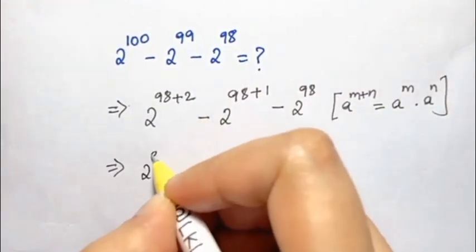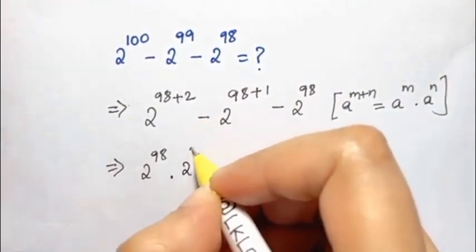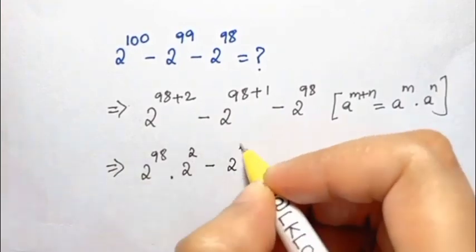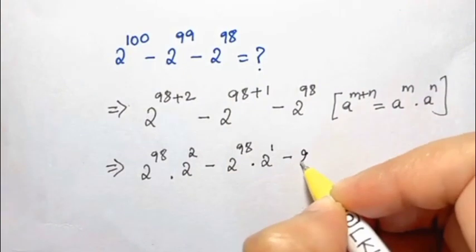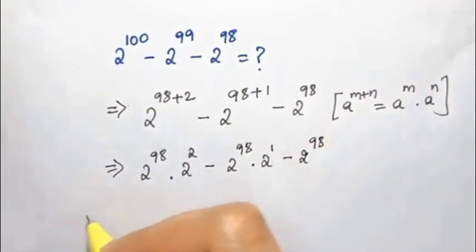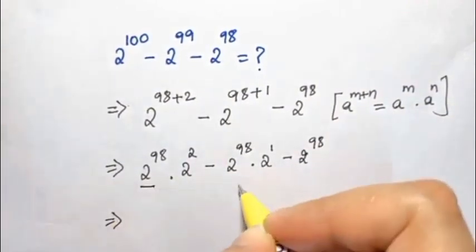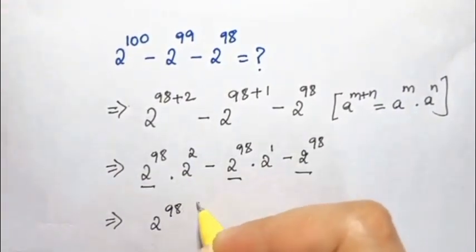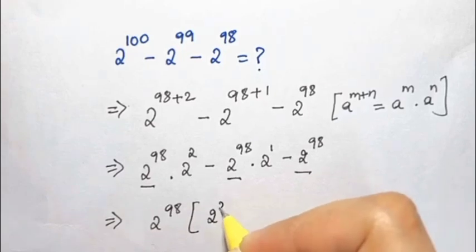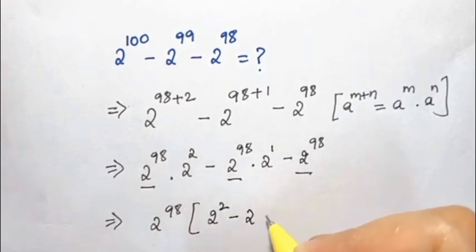So 2 to the power of 98 times 2 squared minus 2 to the power of 98 times 2 to the power of 1 minus 2 to the power of 98. And now we can take out 2 to the power of 98 common. So that will be 2 to the power of 98 times 2 squared minus 2 minus 1.